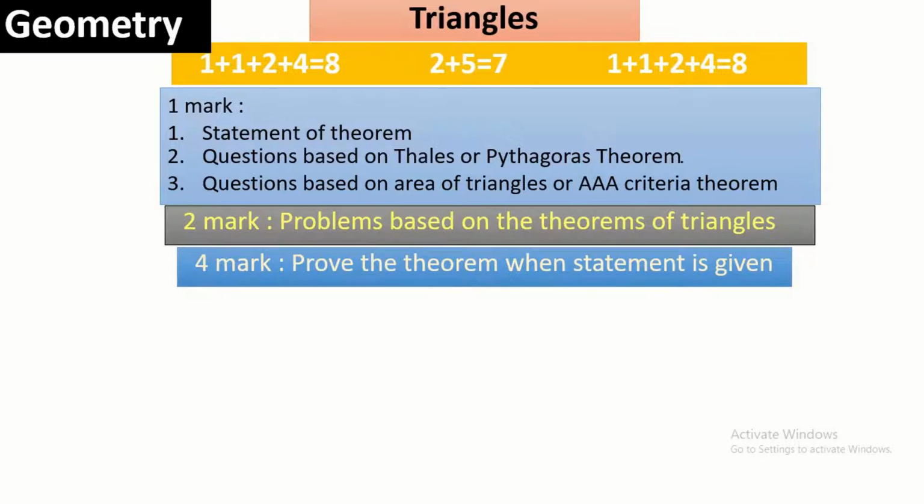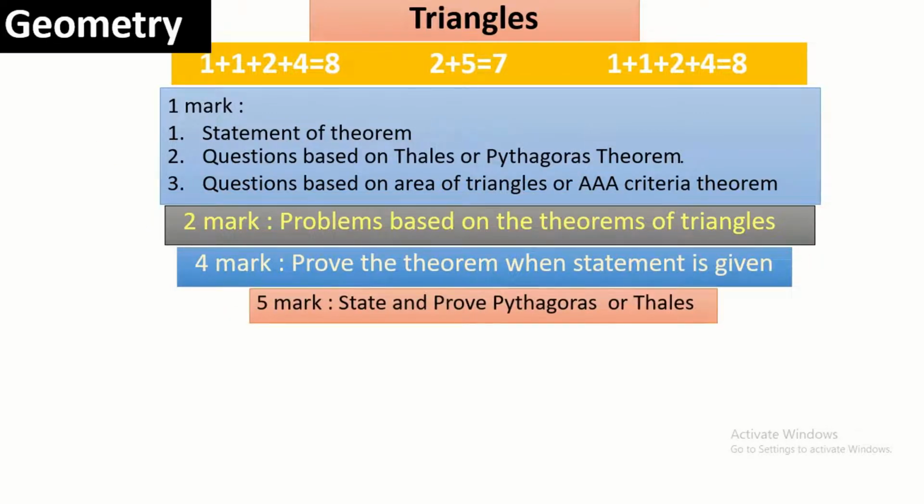And there is another possibility of a 5 marks question also. For 5 marks questions, they may give a question like state and prove Pythagoras theorem or state and prove Thales theorem. So for 5 marks, you have to write the statement and also the proof of the theorem. Both statement and proof of the theorem, that includes totally 5 marks.